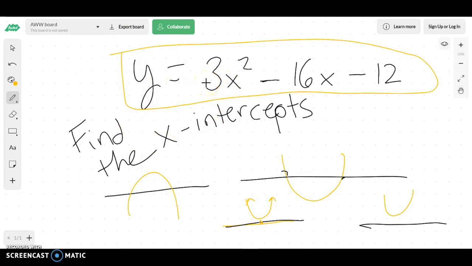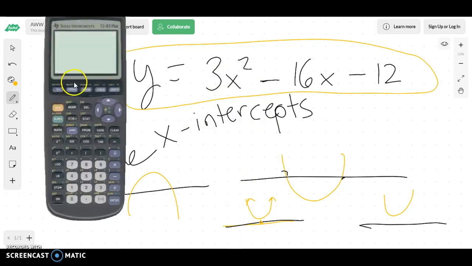For today, there are a lot of ways to solve this by hand, but I think it's easiest to solve this with the graphing calculator. So we're going to pull up our graphing calculator. We're going to click on that Y button right there, and then just type in that equation. This is how you hit an x squared, minus 16x, minus 12. And then you just hit this graph button.